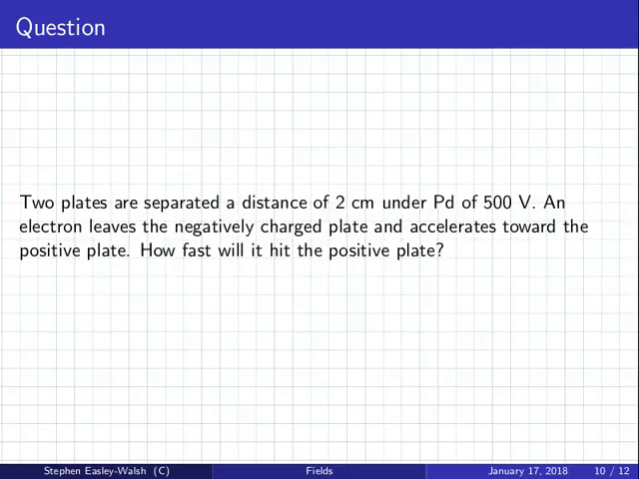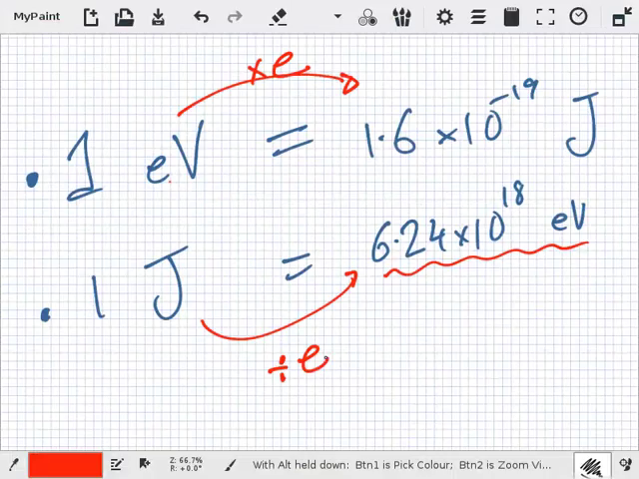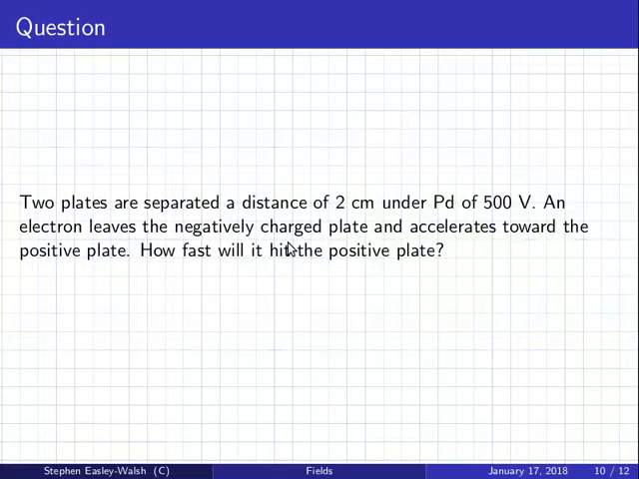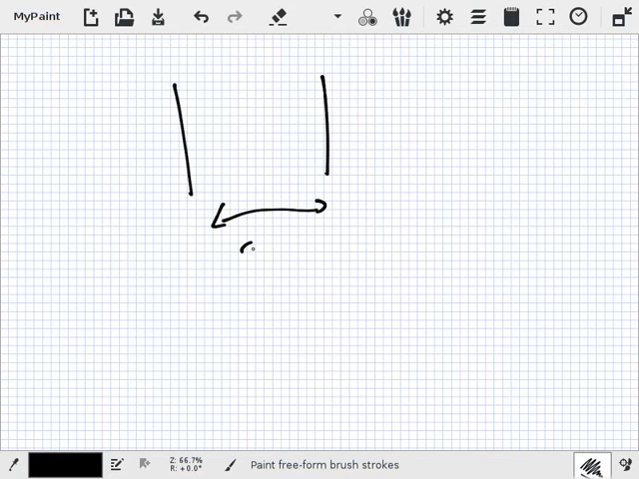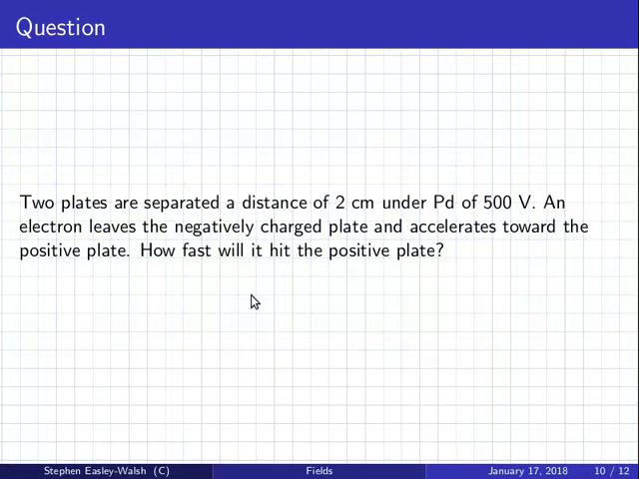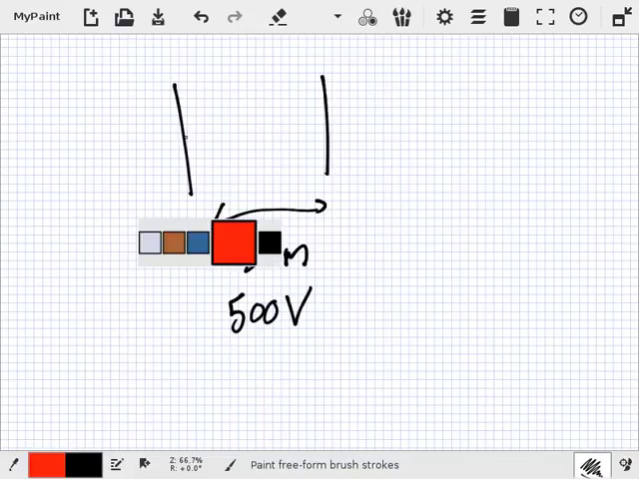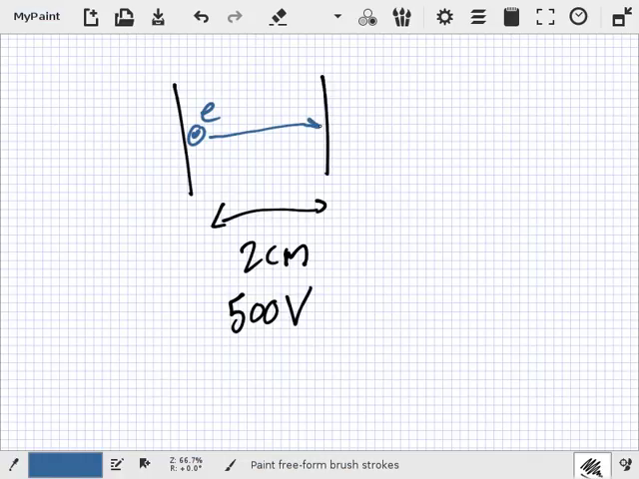Two plates are 2 centimeters apart, and there's 500 volts between them. How fast will the electron hit the second plate if it leaves the first plate? So, what you've got here, the distance is 2 centimeters, and it's 500 volts, and an electron starts here and fires across, and I want to know what's the speed here.